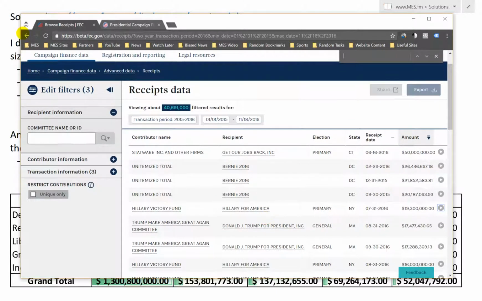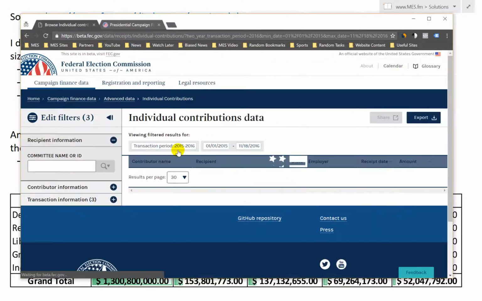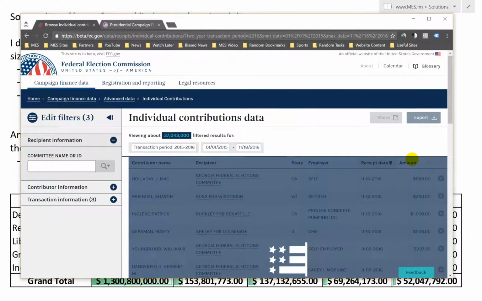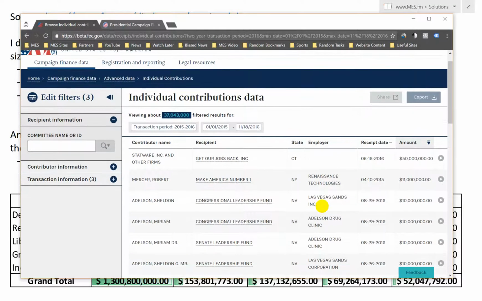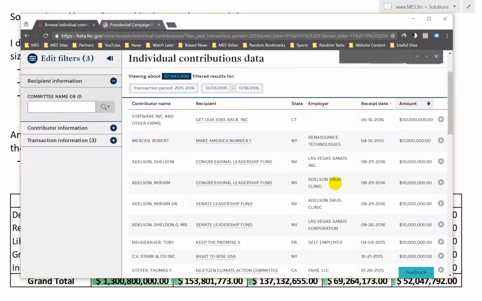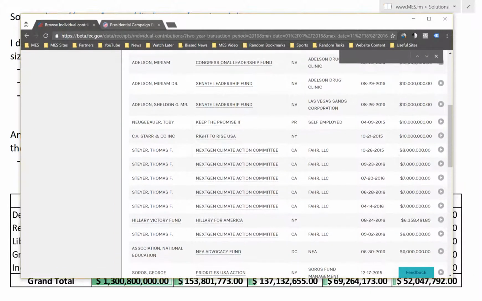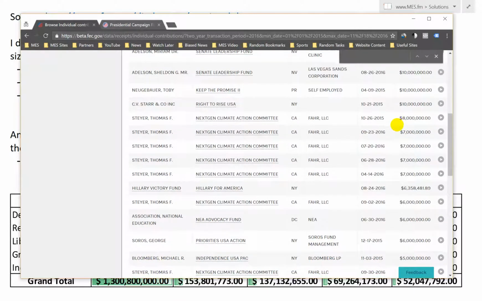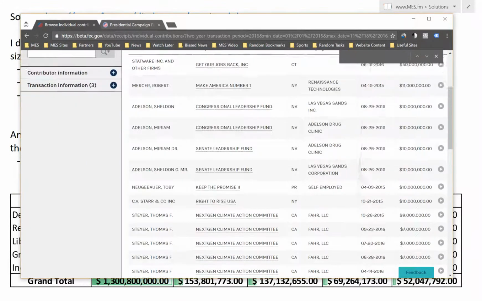Actually, it's pretty interesting. Going back here, click individual contributions as opposed to committees or other stuff like that. And let's look at here. This is from 2015 to 2016. These are donations for Congress and Senate. So basically there's a lot of money, in the millions of dollars, tens of millions. And this one here, Hillary for America, is the receipt contributor name.